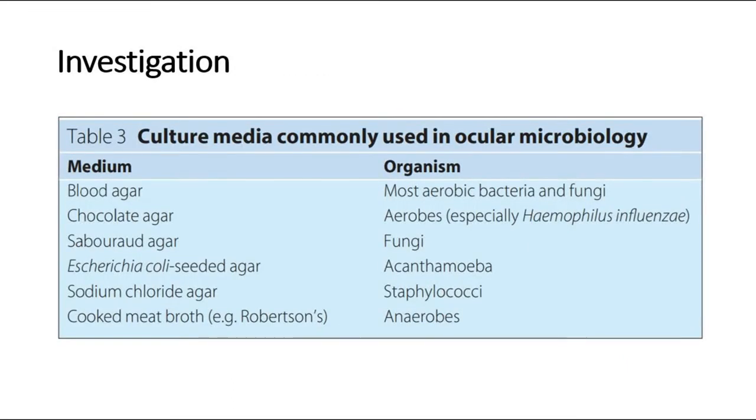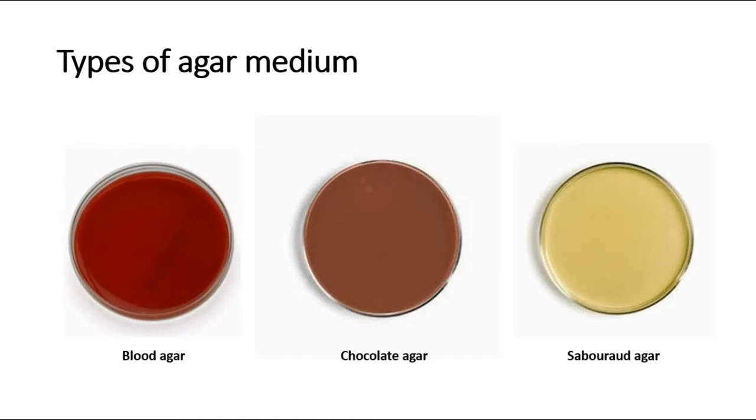For investigation, scrapes are taken from the base of the ulcer for gram staining and culture to find out the causative organism, and then the treatment will be based on the specific organism. These are some culture media that are commonly used in ocular microbiology. Blood agar is mostly used to check for aerobic bacteria, and also chocolate agar, Sabouraud agar, and other agars. These are some of the pictures, which are blood agar, chocolate agar, and Sabouraud agar.